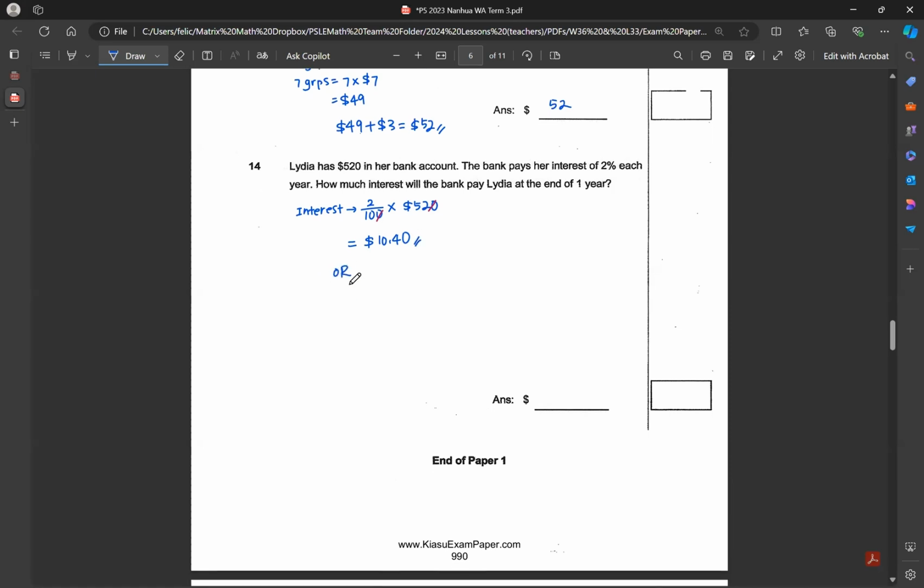All right. Or like I say, if you don't want, you do the units way. So 100% is the amount that she started putting in at the very beginning, $520. Then you find 1%. Then you want the interest, which is only a 2% interest. So you can just use your 520 times 2, which works out to be the same answer, $10.40.